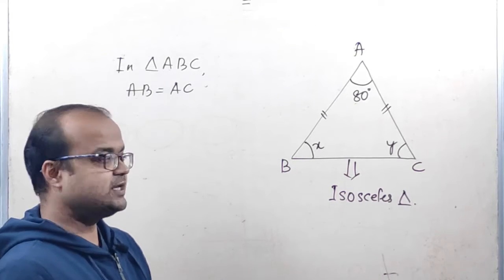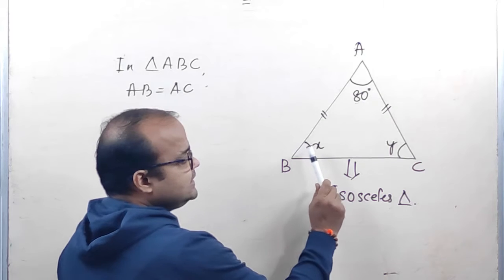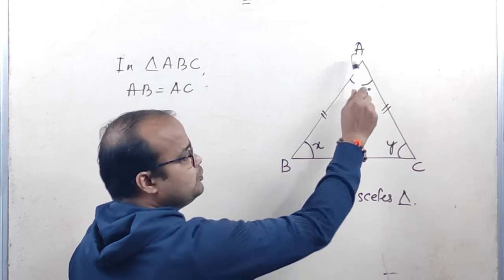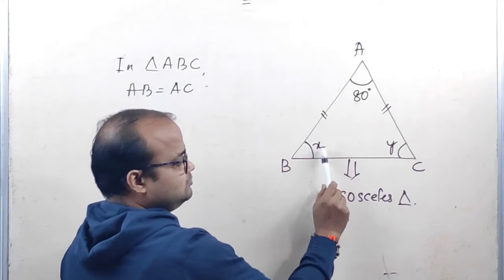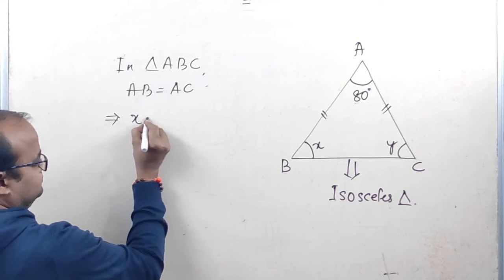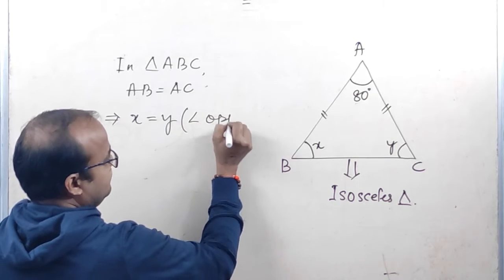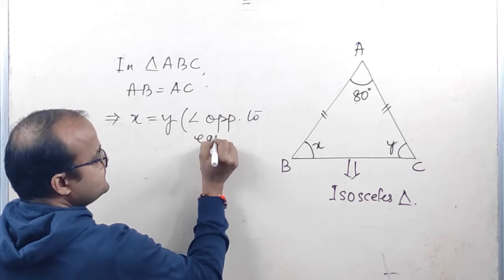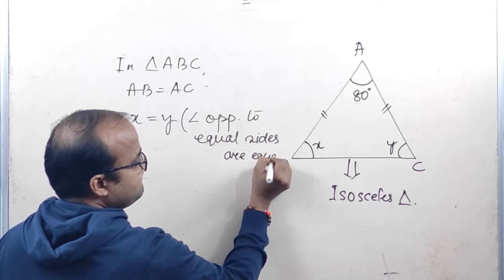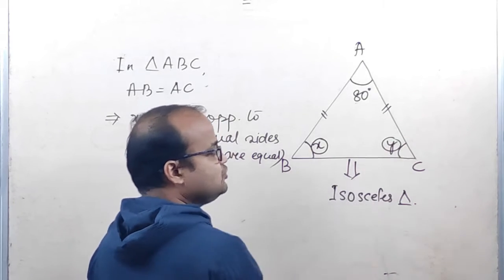Now in an isosceles triangle, angles opposite to equal sides are equal. Angle X is opposite to the side AC and angle Y is opposite to the side AB. So X equals Y. So we write, it implies X equals Y. Reason: angles opposite to equal sides are equal. Now that means these two angles are equal.